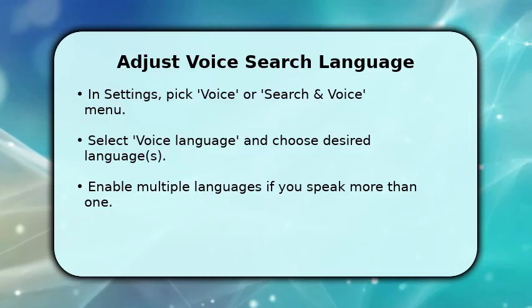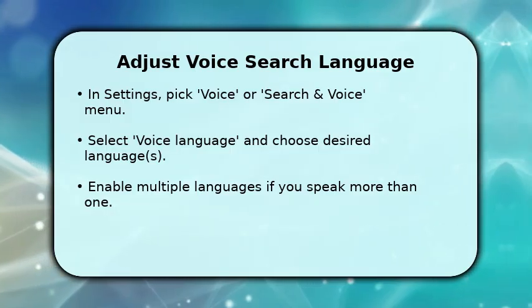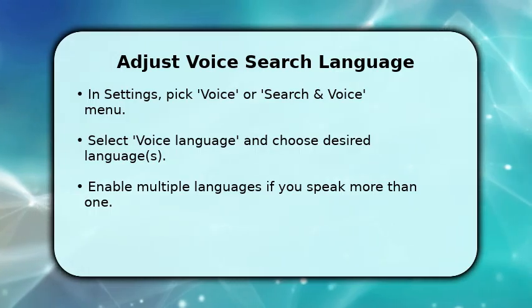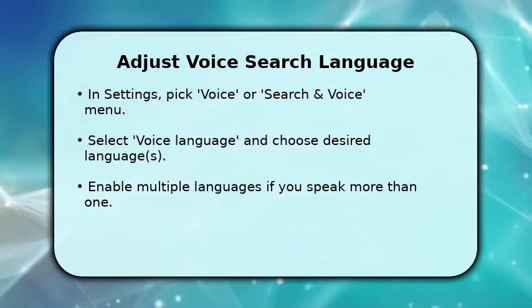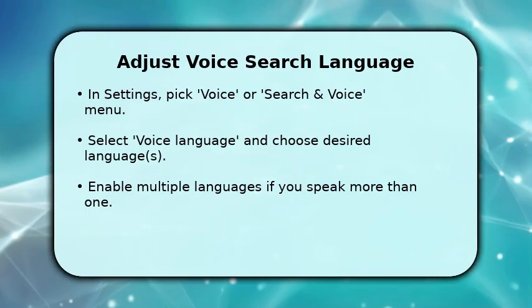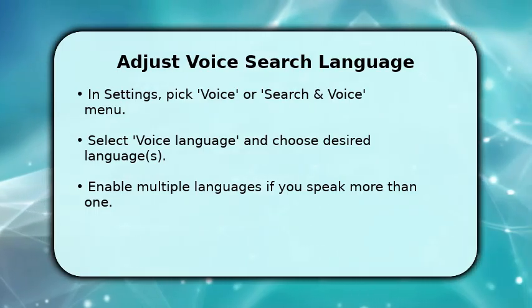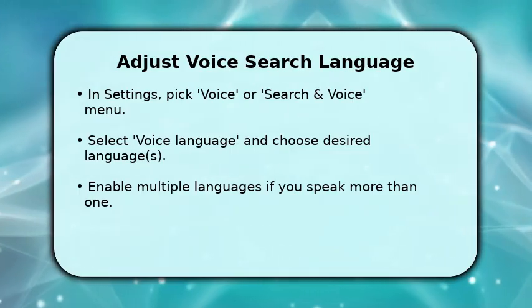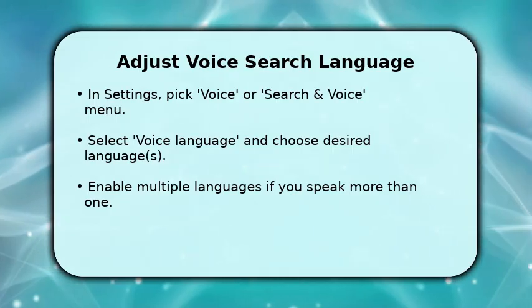Tap voice language and scroll the list to find your target language. Tap it to apply. You can choose more than one for bilingual searches. If you don't see your language, make sure Google App Language matches or update system language briefly. Enabling multiple languages helps when you switch mid-search, but note recognition accuracy varies by language and accents. Once selected, go back and test a quick voice.